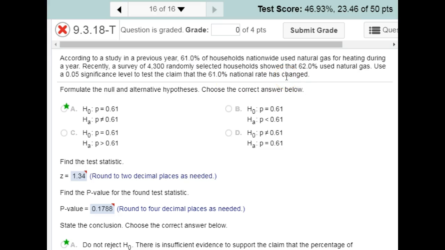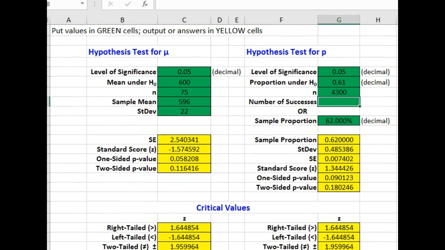that it has changed? Since we're just trying to test whether it has changed, it's going to be a two-tailed test, that the current proportion is now not equal to what it used to be at 61%. And so we'll come in and use the hypothesis test week 6 spreadsheet, type in our level of significance. The null hypothesis is that the proportion is still what it used to be at 61%. This is how large our sample was, and this was what the sample proportion came back as, 62%. And so we get the information we need down here in the yellow.